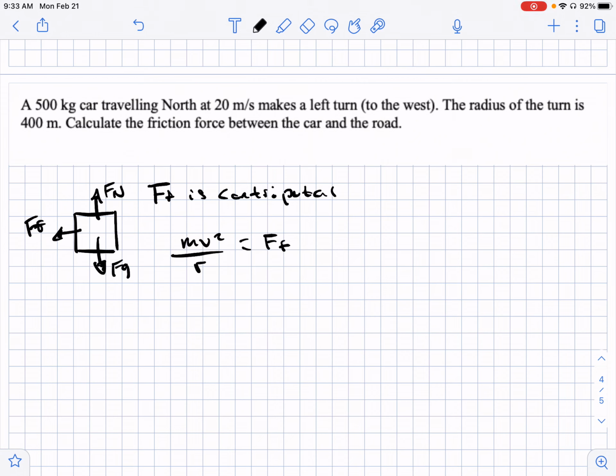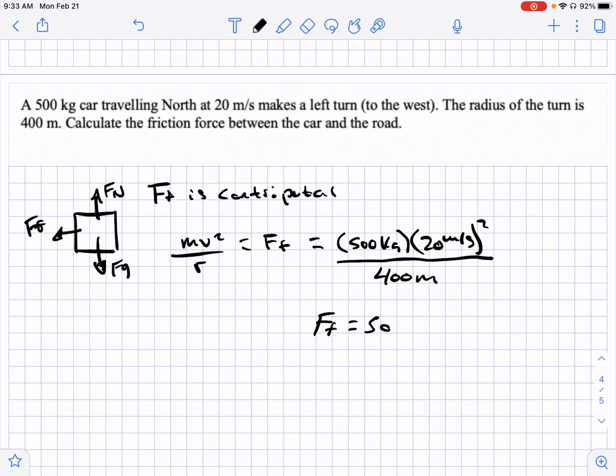Now we just need to plug in our numbers. You get the mass, which is 500 kilograms, times the velocity squared, so 20 meters per second squared, divided by the radius, which is 400 meters. And when you plug those in, you should get a frictional force equal to 500 newtons.